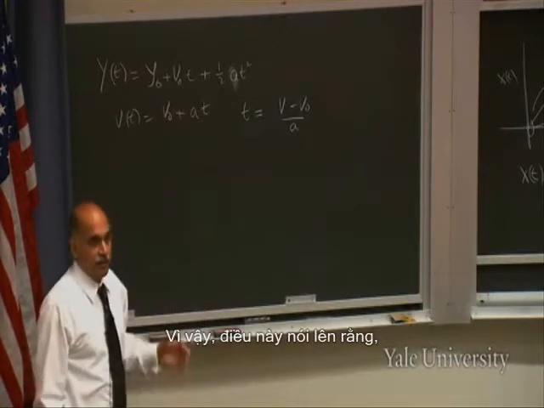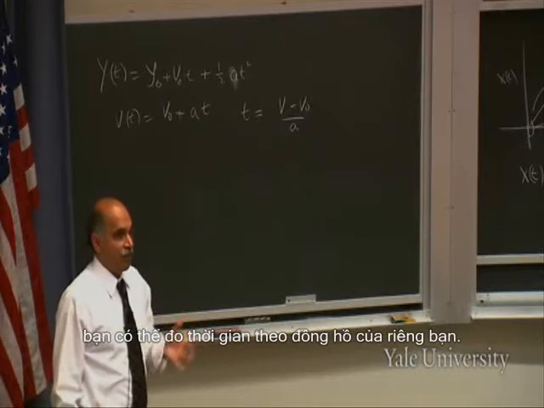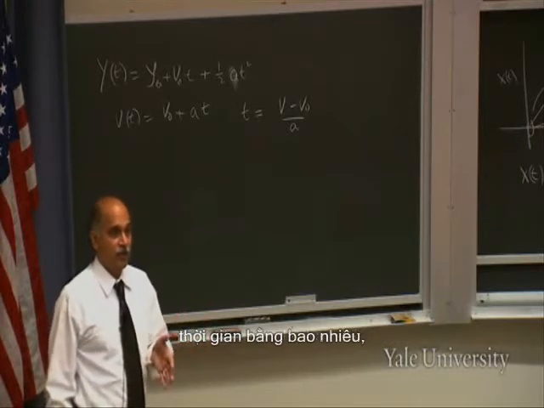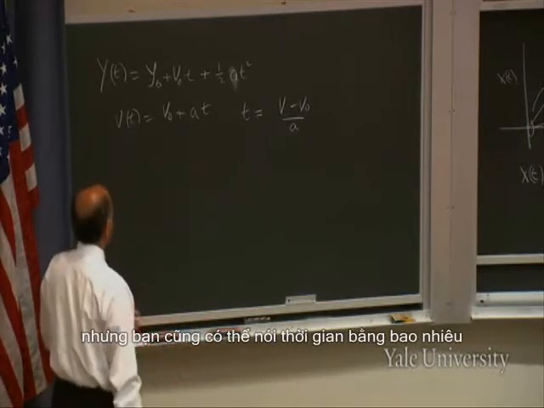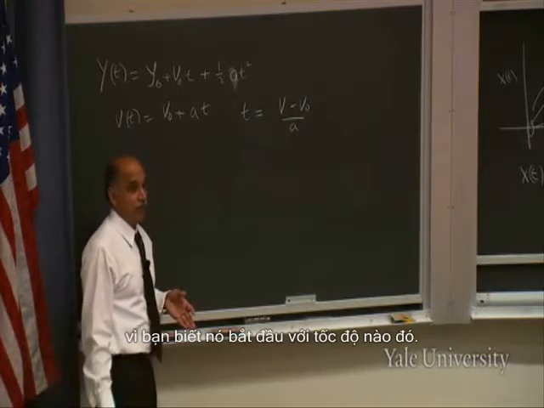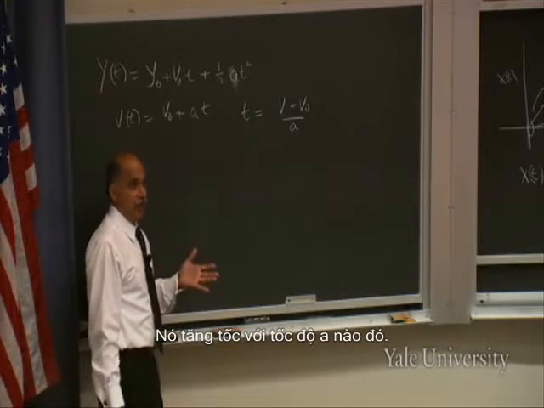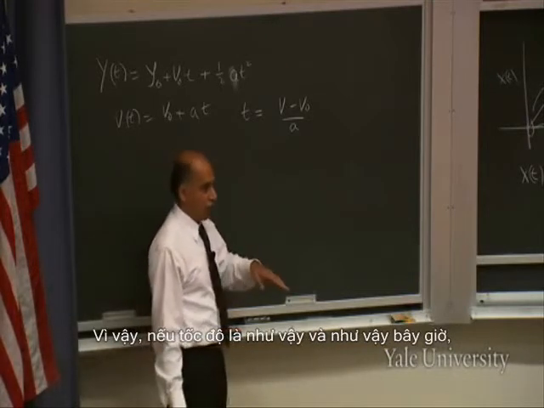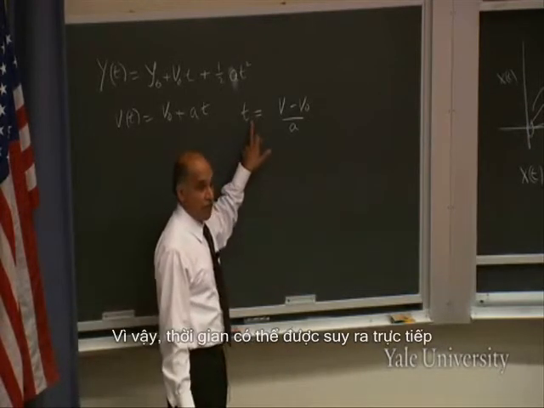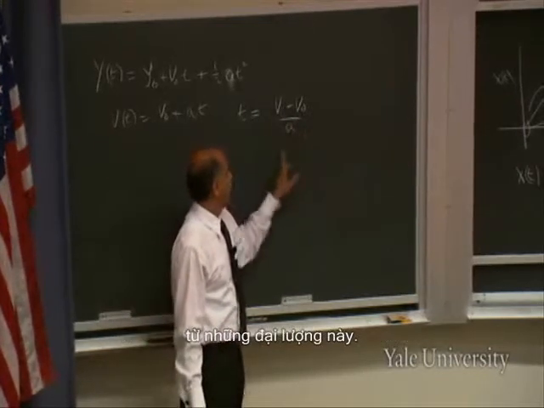So what this says is, you can measure time by having your own clock. The clock tells you what time it is. But you can also say what time it is by seeing how fast the particle is moving. Because you know it started with some speed. It's gaining speed at some rate, a. So if the speed was so and so now, then the time had to be this. So the time can be indirectly inferred from these quantities.